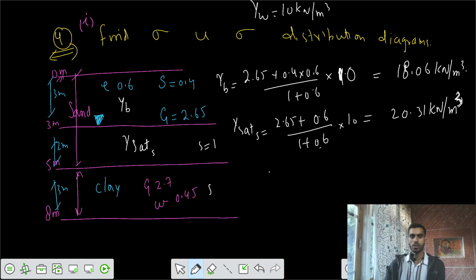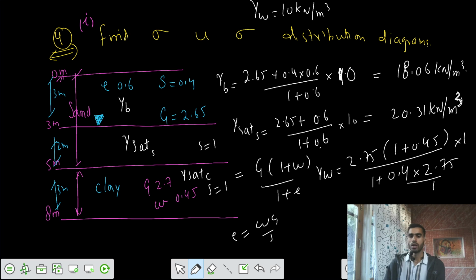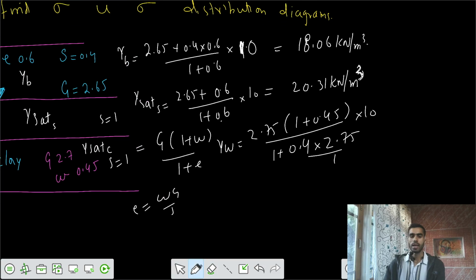After that, the third one is also saturated, so we write gamma sat for the clay. In this case the value of E is not given, so we write G into (1 plus W) by (1 plus E) into gamma W, which is 2.7 into (1 plus 0.45), divided by (1 plus E), where E equals WG by S, into 10. The final value of gamma sat for the clay is 17.67.